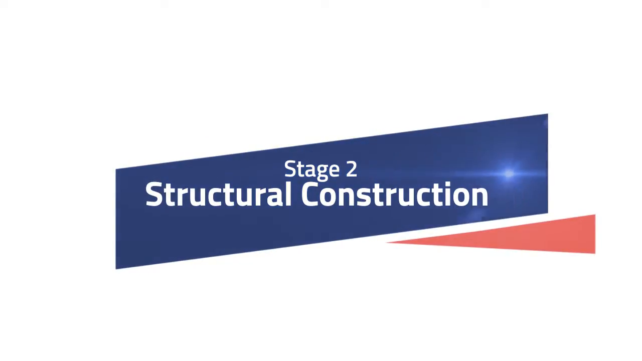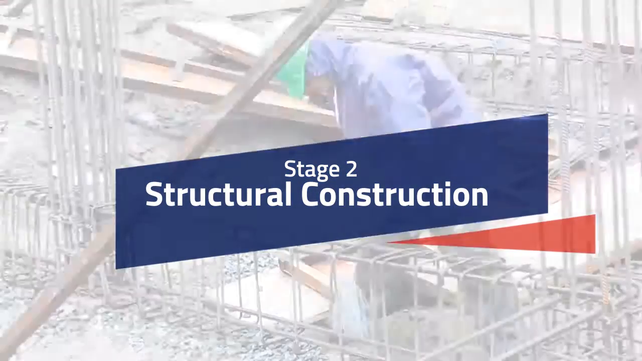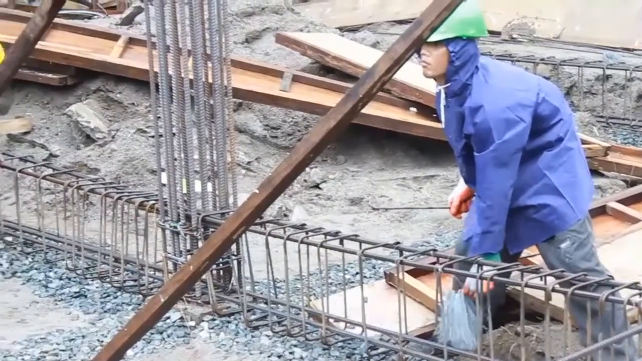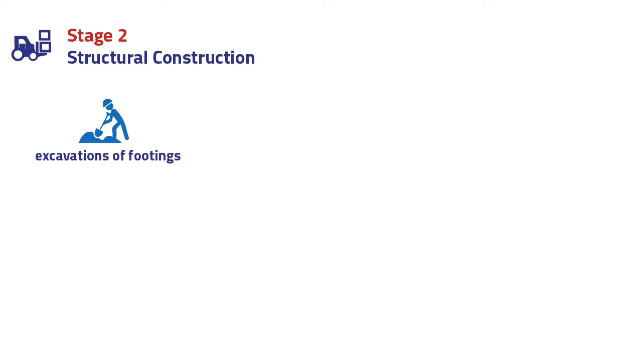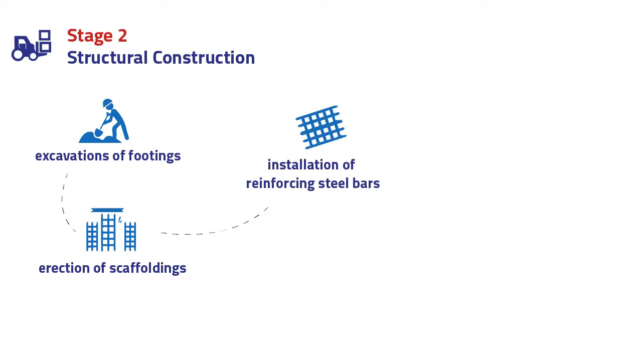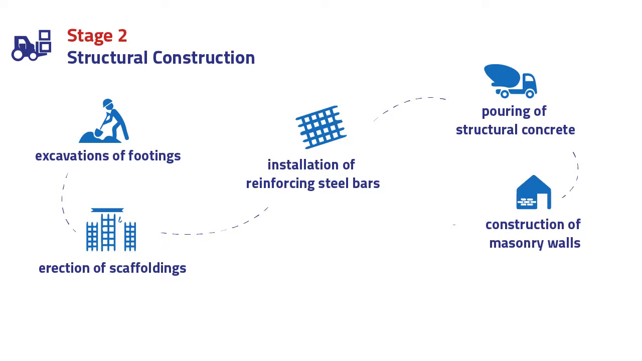Stage 2. Structural construction. In this stage, the key activities are excavation of footings, erections of scaffoldings, installation of reinforcing steel bars, pouring of structural concrete, construction of masonry walls, installation of roofing framing. There are 4 key inspection points during this stage of construction process.